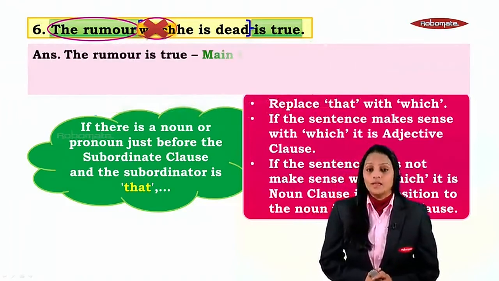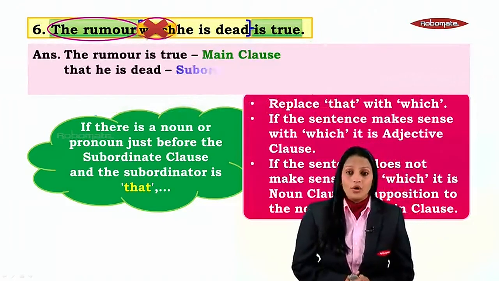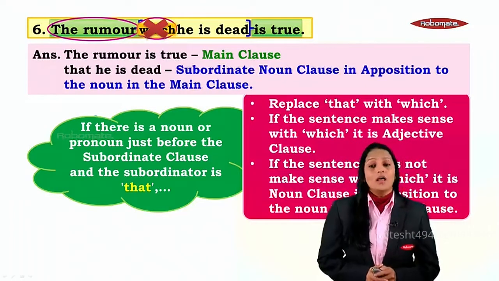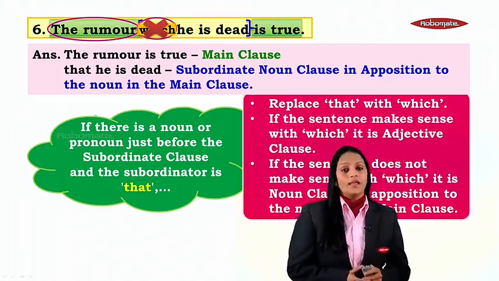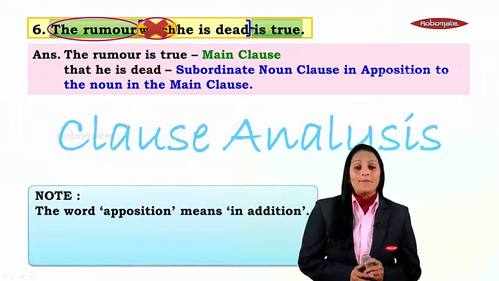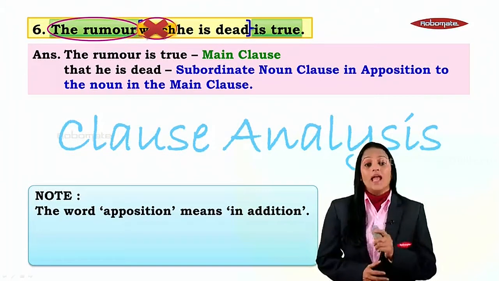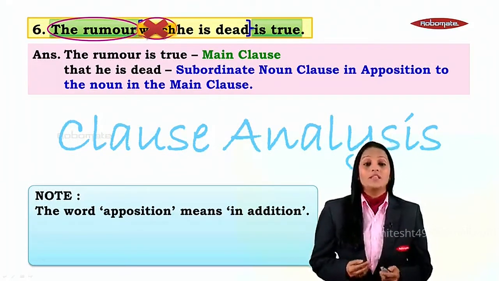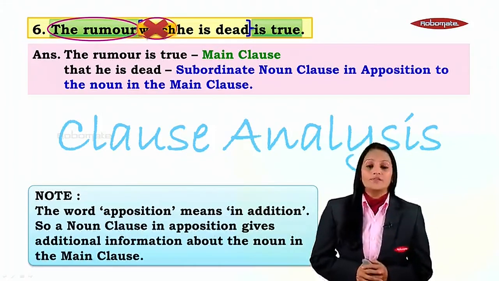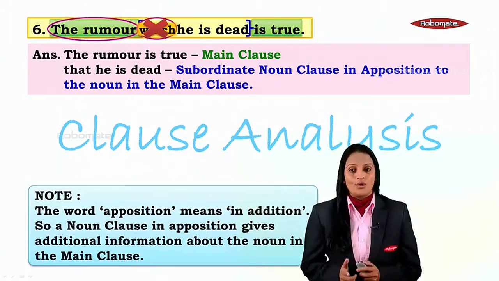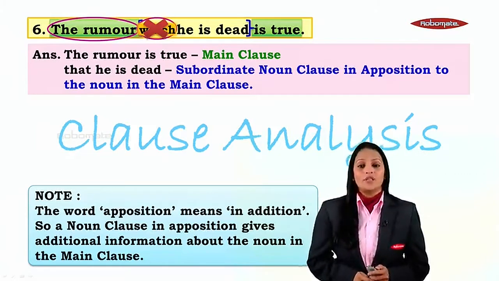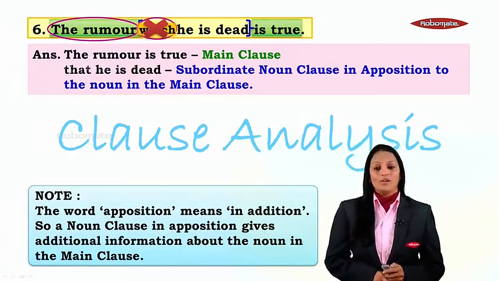So, how do you write the answer? The rumor is true, main clause. That he is dead, subordinate noun clause in apposition to the noun, that is rumor, in the main clause. Students, note, the word apposition means in addition, telling us some additional information. So a noun clause in apposition gives additional information about the noun in the main clause. So that he is dead is giving additional information about the noun rumor in the main clause.